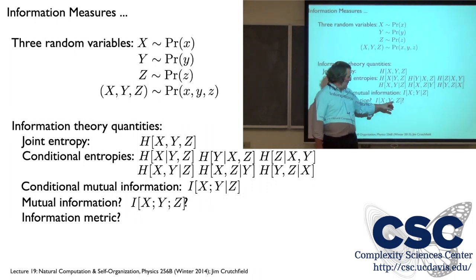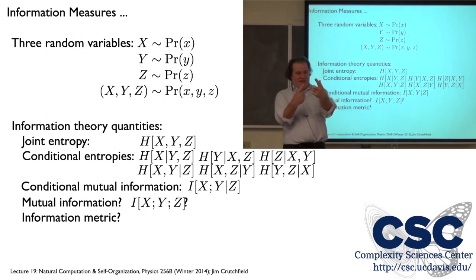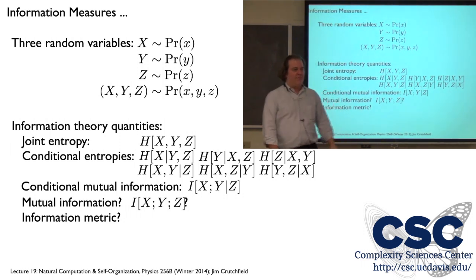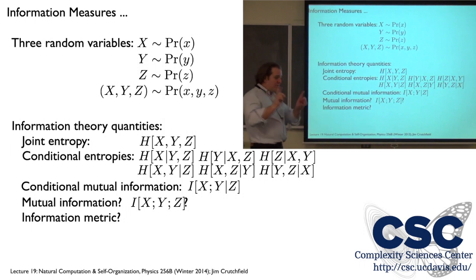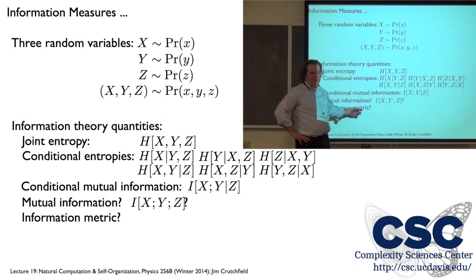So again, we're using the semicolons here. This is kind of democratically presented here. What does it mean for three things to share information? We developed some intuition for the two-variable mutual information. And then it makes sense that there's a distance between two variables, that d of x, y we had before. I don't know what it would mean for three. So this maybe is just an open question.